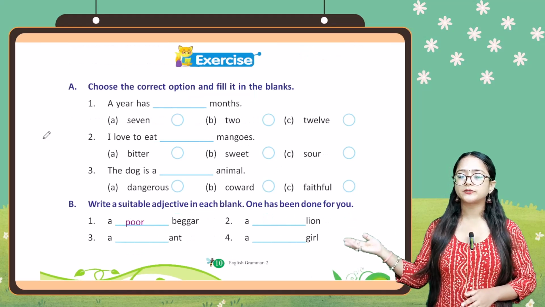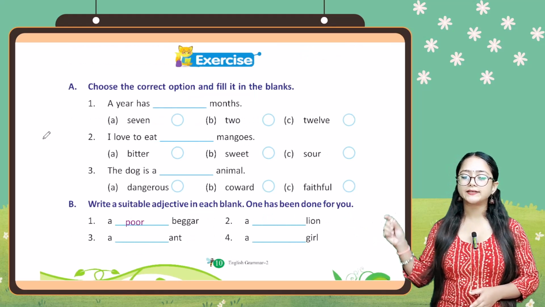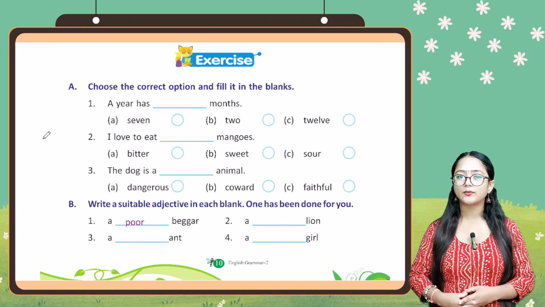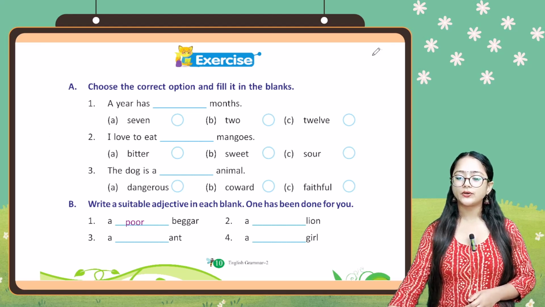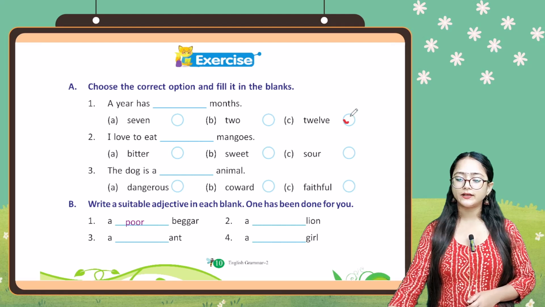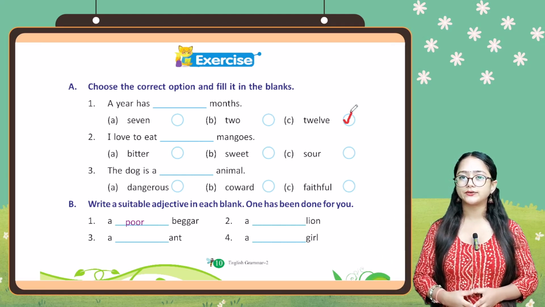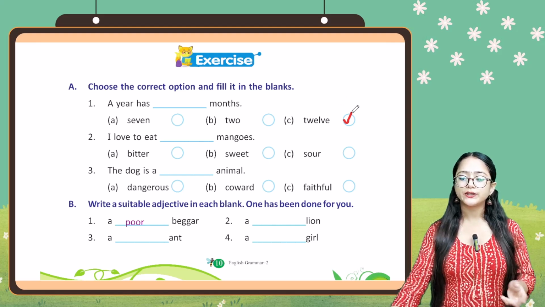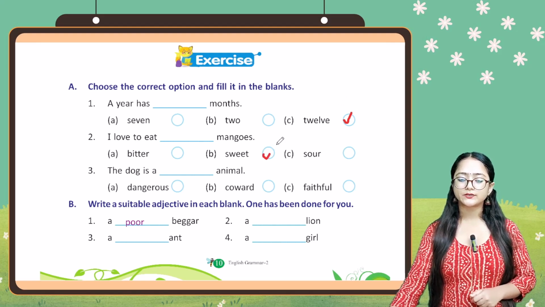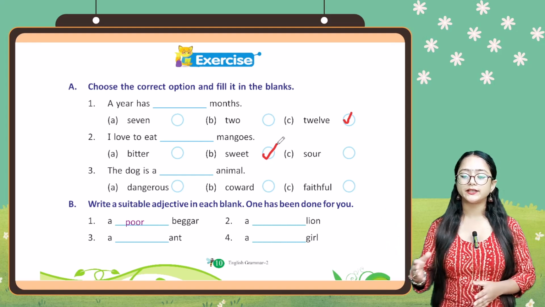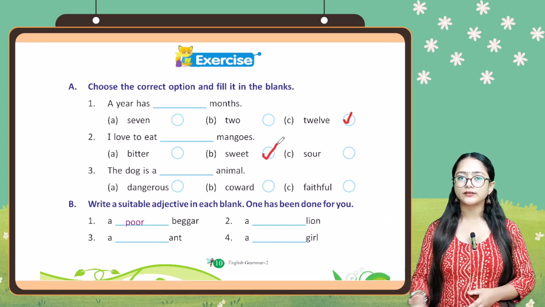Okay, now students, let's move into the exercise part. Choose the correct option and fill in the blanks. A year has dash months. A year has how many months? Is it 7, 2 or 12? The answer is 12. So take 12. Next one, I love to eat dash mangoes. Bitter, sweet or sour? I love to eat sweet mangoes. So take sweet. Next one, the dog is a dash animal. Dangerous, coward, faithful. The dog is a faithful animal.